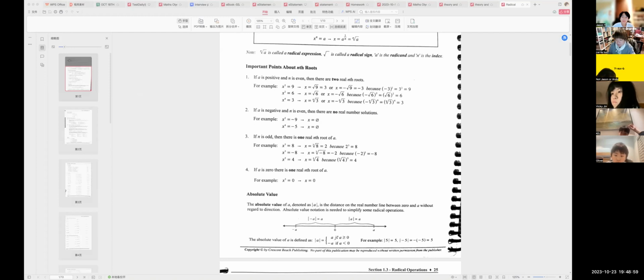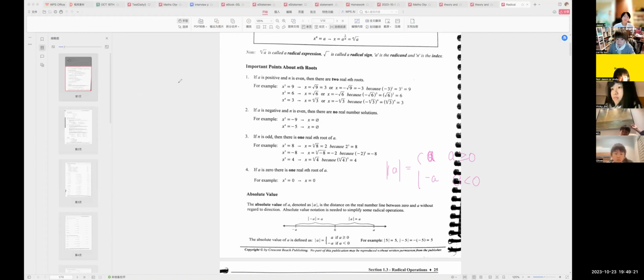So let's take a look at this one. The absolute value of a has two cases: it equals a or -a. When a is bigger than or equal to 0, |a| equals a. When a is smaller than 0, |a| equals -a.